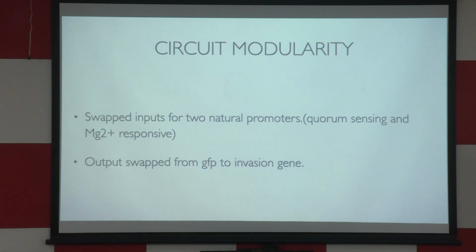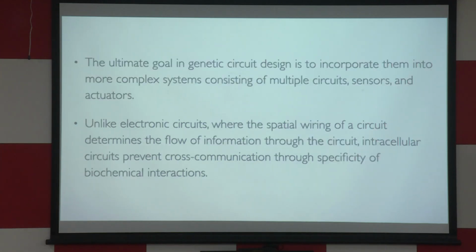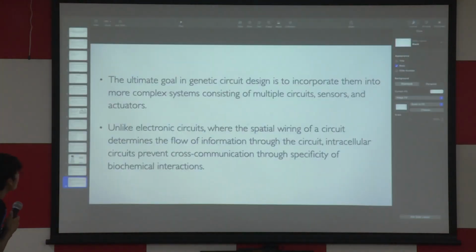For circuit modularity, the inputs come from two natural sources, quorum sensing and Mg2+ responsive inputs. The output transferred from GFP protein to the invasion gene that was killing mammalian cells. So it was the first ultimate goal, the first modular logic gate, where if we switch inputs, we get different outputs. Unlike an electronic circuit, where the spatial wiring of a circuit determines the flow of information through the circuit, intercellular circuits prevent cross communication through the specificity of biochemical interaction. I think that's it. Thank you.